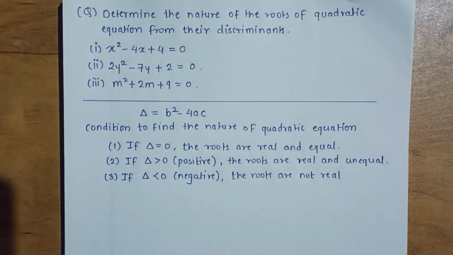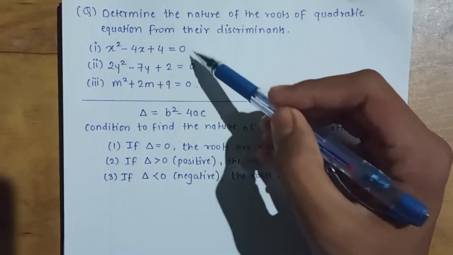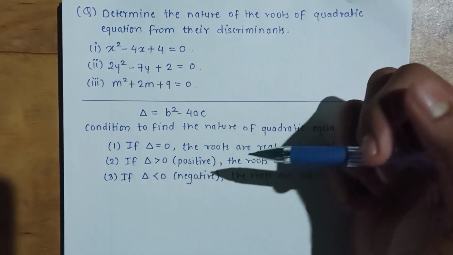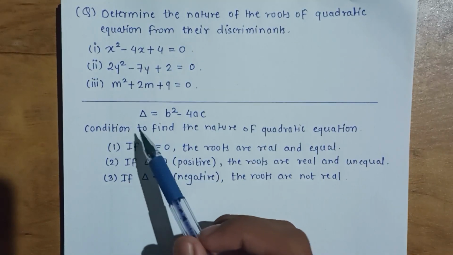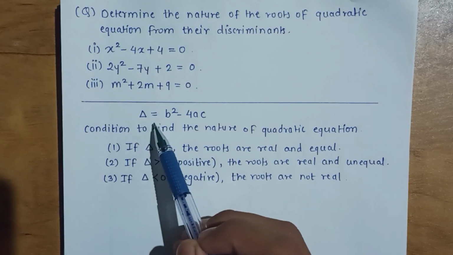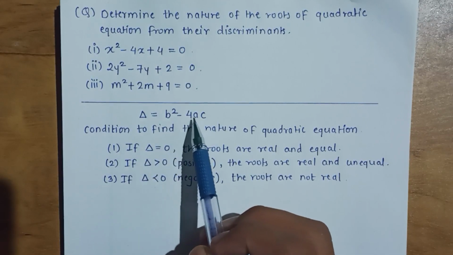So our question is to determine the nature of the roots of a quadratic equation from their discriminants. We will solve these three sums today. First, let's see what the discriminant is. The discriminant is denoted by delta, and the formula for delta is delta equals b square minus 4ac.